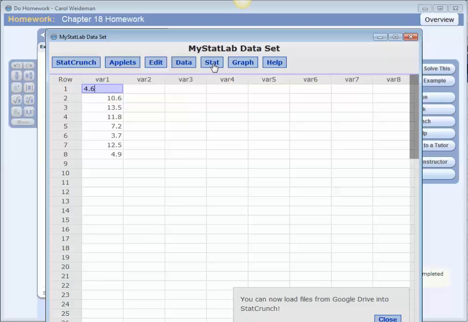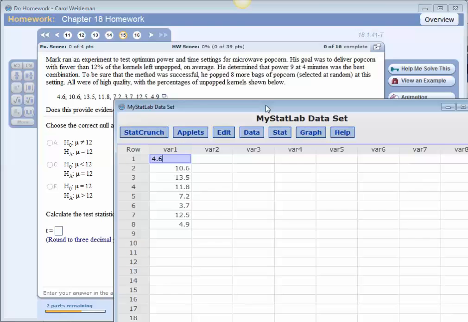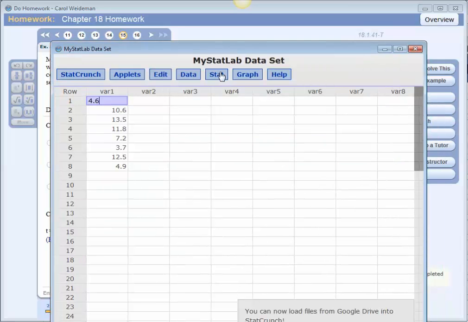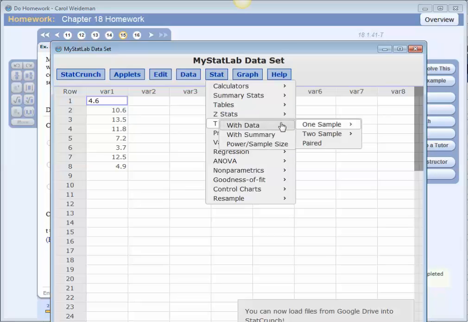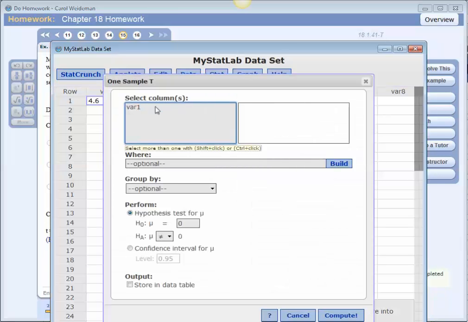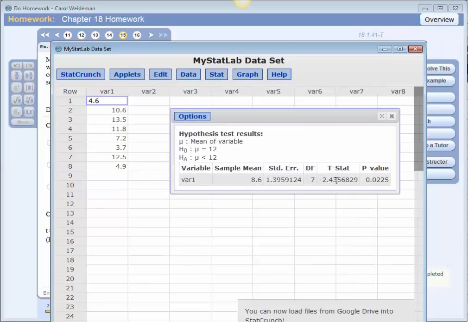Once I'm in StatCrunch, if you notice, that's the data that was provided in the problem, copied over for us. I'm going to go to Stat, then T-Stats, one sample, and I have the data. So I'm going to select the variable, and I'm going to do a hypothesis test, and we're testing it's equal to 12 versus less than 12. Okay, and here's my test statistic right here.